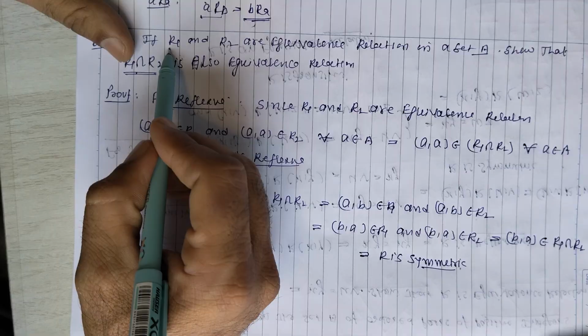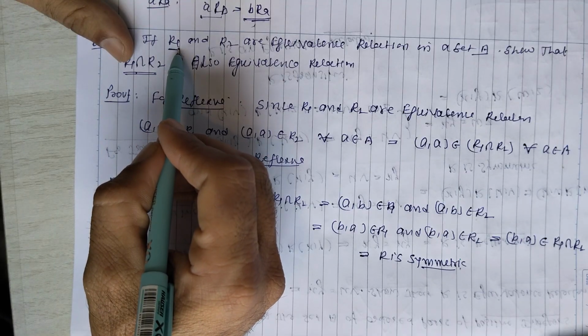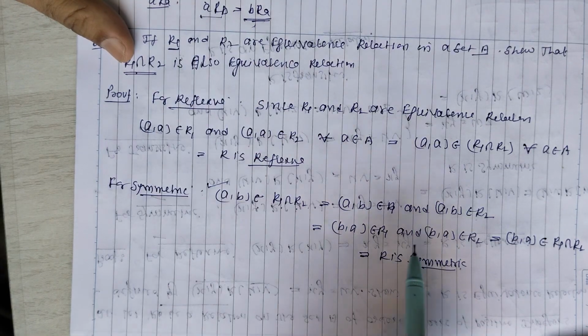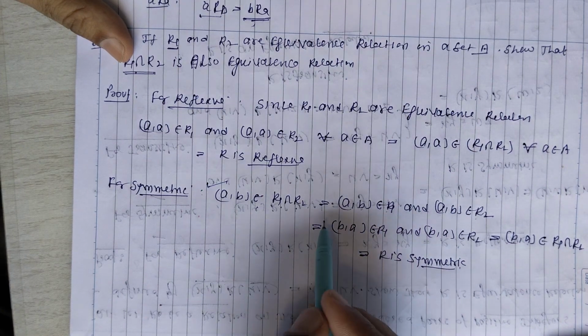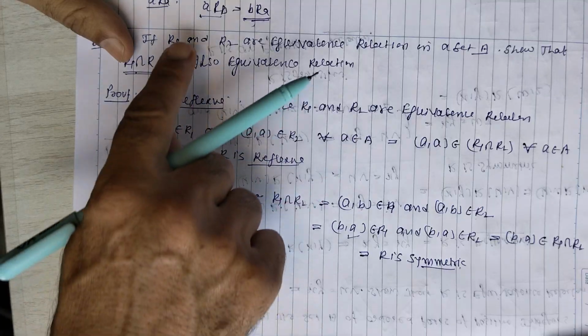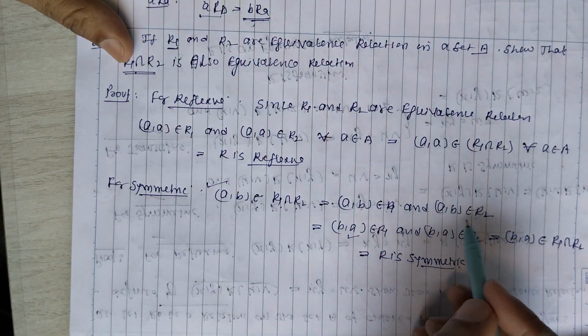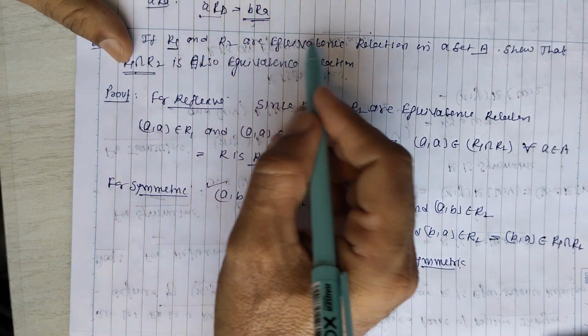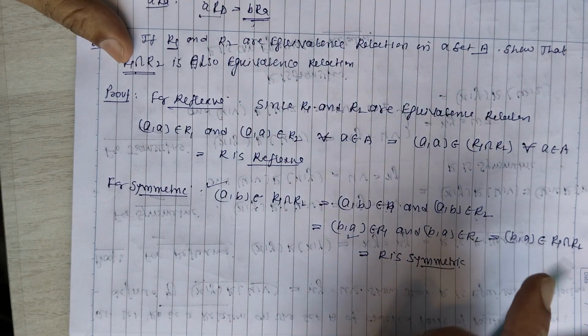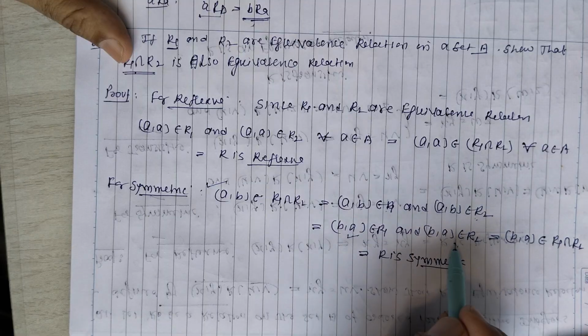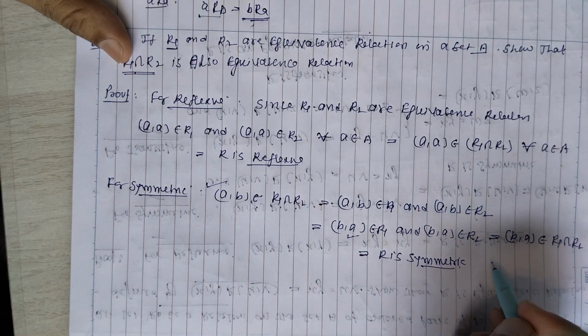But R1 is equivalence. It means R1 is reflexive and symmetric. When R1 is symmetric, it means (A,B) belongs to R1, it also (B,A) belongs to R1 because R1 is equivalence. (A,B) belongs to R2, but R2 is equivalence. Therefore, it is also symmetric. So (B,A) belongs to R2. When (B,A) belongs to R1 as well as R2, so (B,A) belongs to R1 intersection R2.